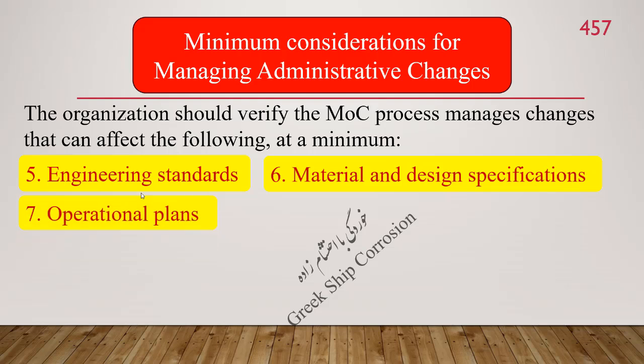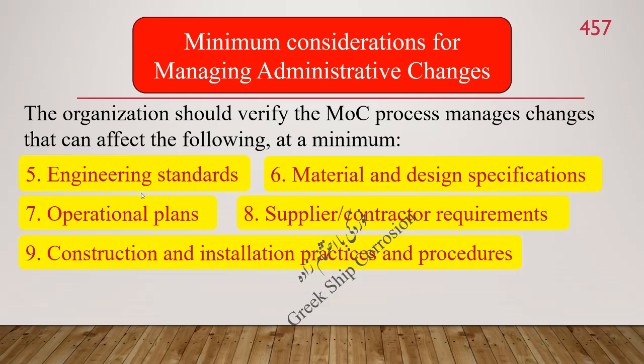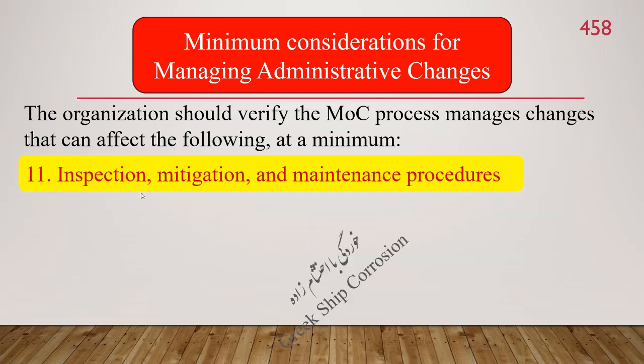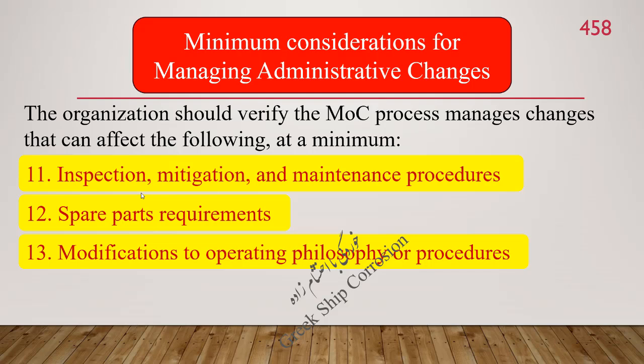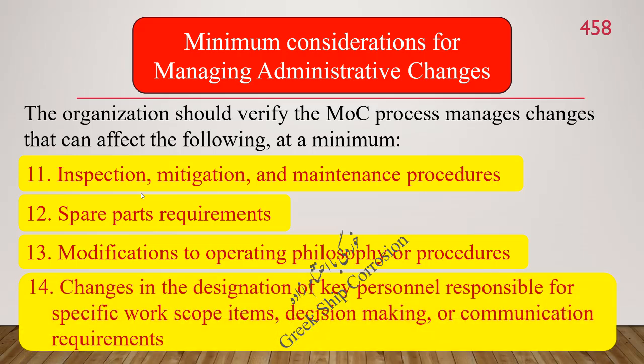7. Operational plans. 8. Supplier contractor requirements. 9. Construction and installation practices and procedures. 10. Safe work practices. 11. Inspection, mitigation, and maintenance procedures. 12. Spare parts requirements. 13. Modifications to operating philosophy or procedures. 14. Changes in the designation of key personnel responsible for specific work scope items, decision-making, or communication requirements.